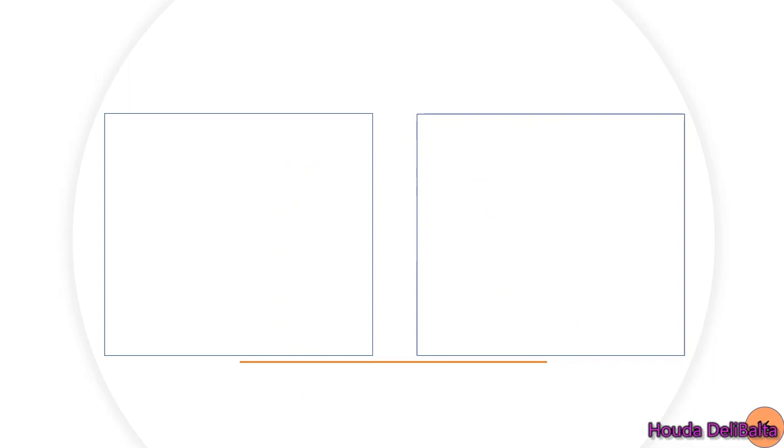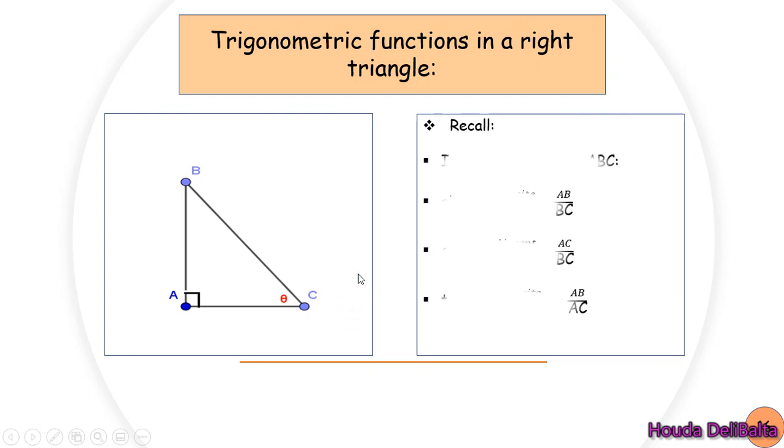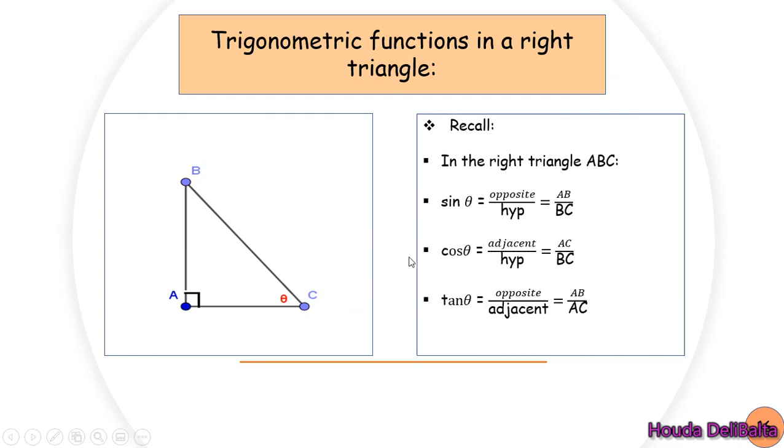Welcome again, dear grade 10 students, and in this slide we are going to learn about trigonometric functions in the right triangle. As you know, since grade 10, whenever you have a right triangle, as you see here, this is a right angle at A, and this is angle theta corresponding to the vertex C, then all you have to recall is that in this right triangle, sine of this angle theta is equal to the measurement of the opposite side to it divided by the measurement of the hypotenuse.